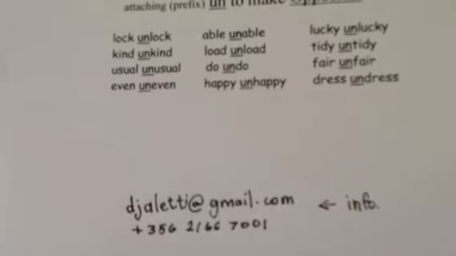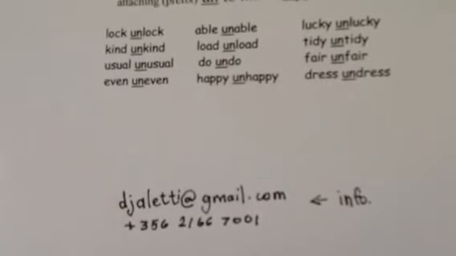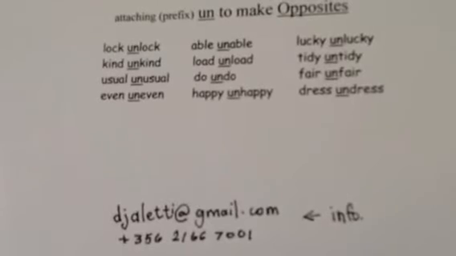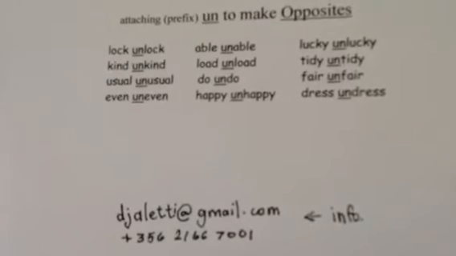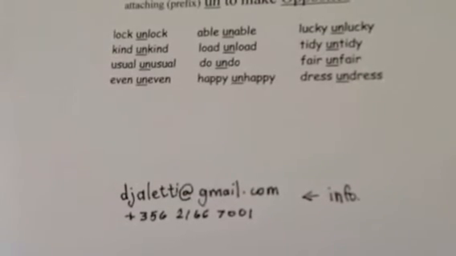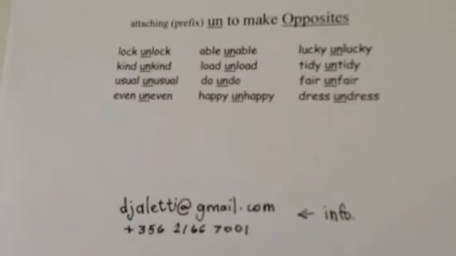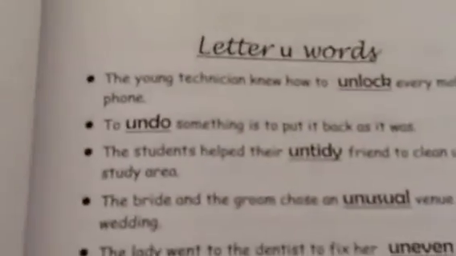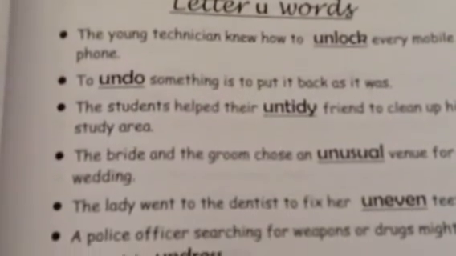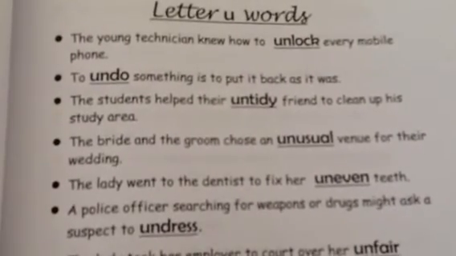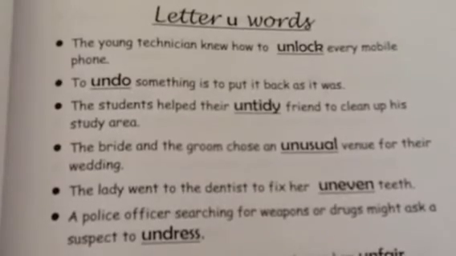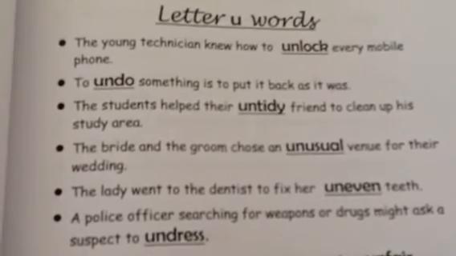One type of opposite is prefixing un, so unlock, unable, unlucky, unkind, unload, untidy, unusual, undo, unfair, uneven, unhappy, and undress. Finally, we put those opposites into topic sentences so that we could further expand and discuss these topic sentences so that we will be able to gain the keywords that every topic has.